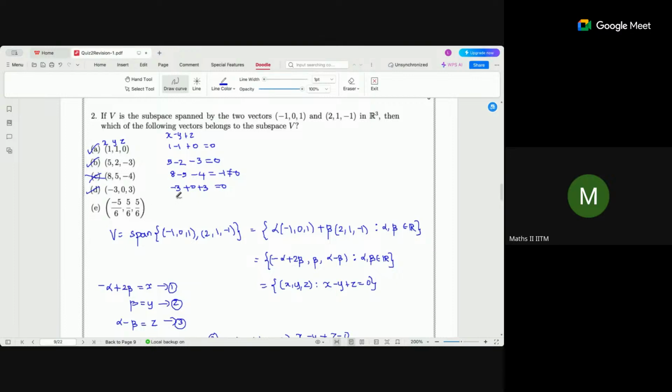What about the last one? So you have minus 5 by 6 and again minus 5 by 6 plus 5 by 6, which is 5 by 6. Again it is non-zero. So this does not belong to the space. So only the vectors which satisfy this equation are there in this set. Do you all understand this problem? How we are checking whether the given vectors are there in the span of this set? Is it clear? Okay, fine.